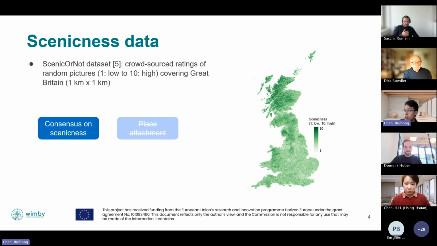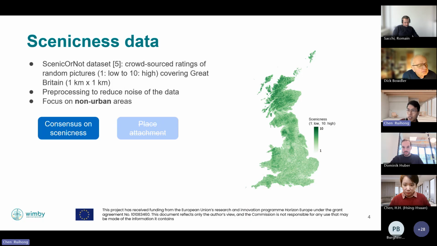To use this data, we assume that the ratings we get are the consensus on scenicness rather than place attachment. So what is place attachment? It means that when someone grows up or lives at a certain place, they have some emotional ties to that location, hence the rating will tend to go high.